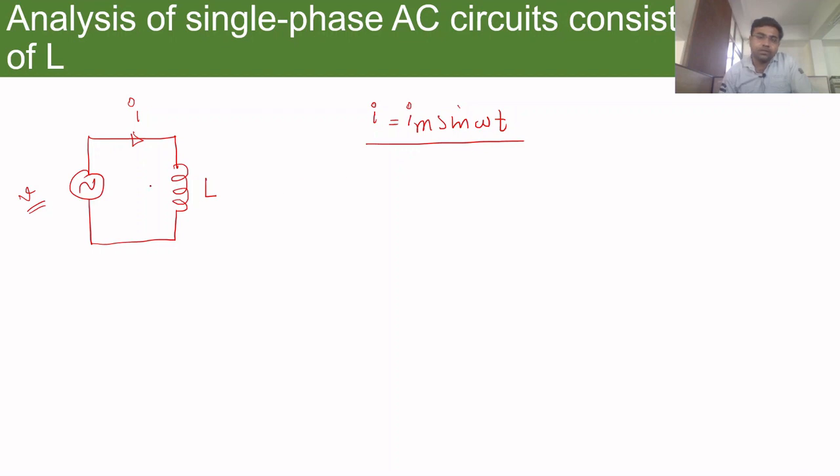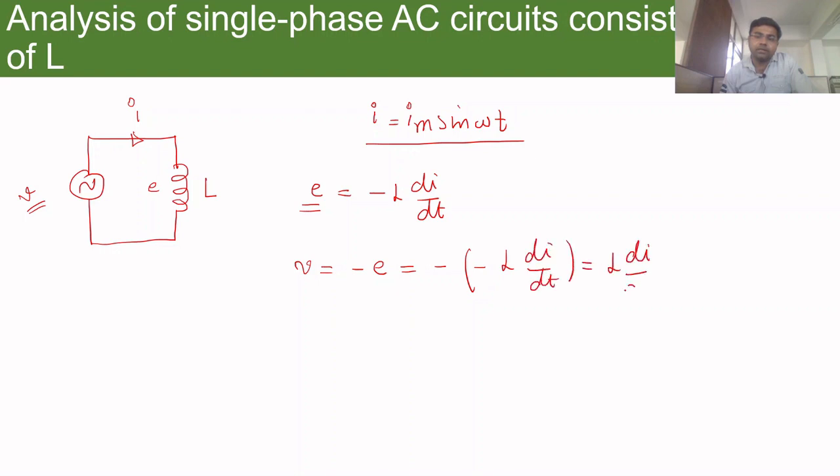Now there are two things. One is the EMF which is produced inside the inductor. This EMF can be given as minus L di/dt. And this EMF which is produced inside the inductor is in the opposite direction, or will be the negative of the supply voltage. So it will be given as minus L di/dt, so the supply voltage is nothing but L di/dt. Now we are interested in finding the relationship between the supply voltage and the current. So thus V is L di/dt.